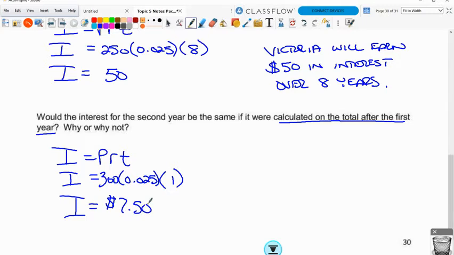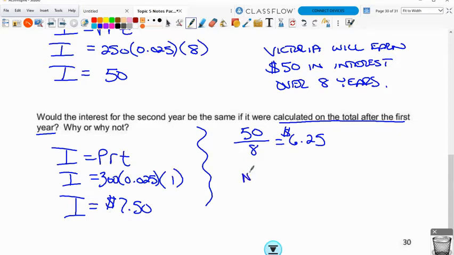can take our answer from the previous one. She earned $50 in 8 years. All right, 50 divided by 8 equals 6 25/100ths, which is how much she would get after just 1 year. Okay, so you can see the amounts are different, okay? If she started with $250, in 1 year, she would earn $6.25 in interest. If she started with $300, though, she would earn $7.50 in interest.